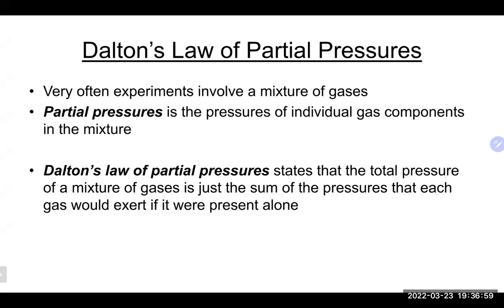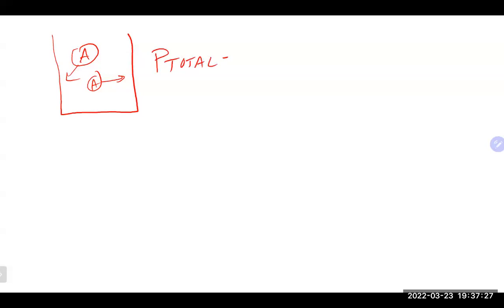So when we look at a situation like that, I'll draw it here. If we just had a container here, and we just had perhaps just one gas molecule flying around, all the pressure that would be associated with this particular container would only come from one gas, which is the only gas that's in there. And that means in this case, the total pressure would be a result of all the pressure that's coming from gas A as it's flying around.